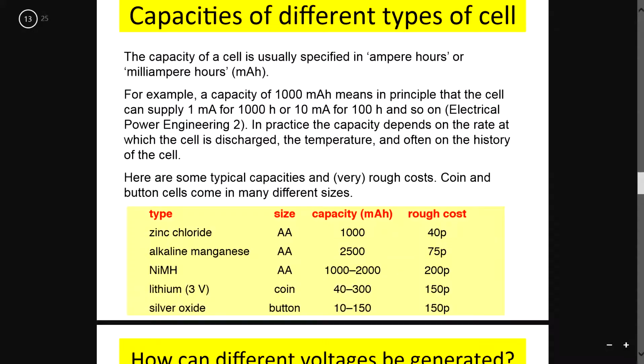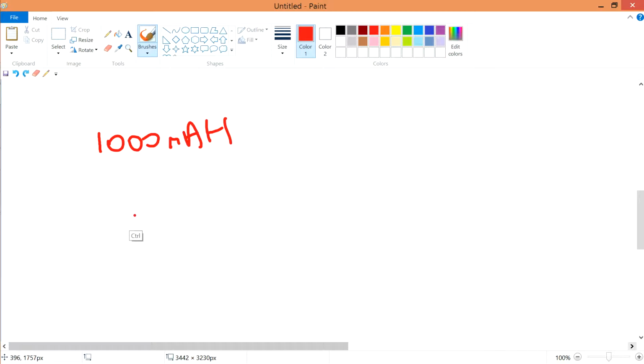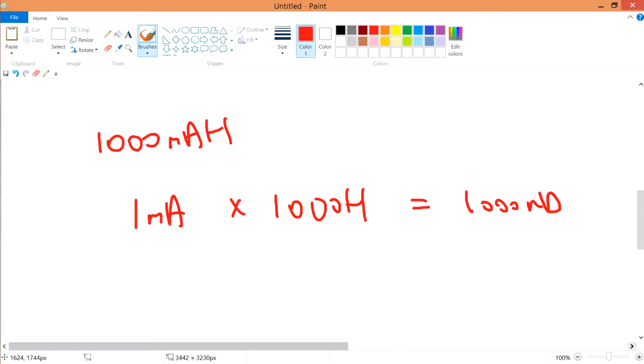Alright, so we talk about the capacity of 1000 milliampere hours. I will assume you already know how to calculate this. Okay, if you happen to have forgotten, 1000 milliampere hours means that if you use 1 milliampere of current across 1000 hours, you can use 1000 milliampere hours. So if you have a battery that is 1000 milliampere hours, you can use 1 milliampere for 1000 hours.